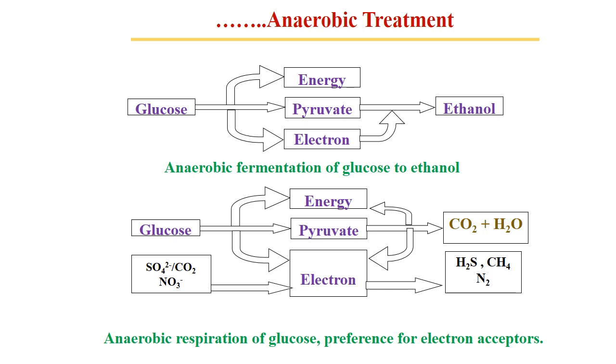Here is a little bit of chemistry in anaerobic treatment. There are two things I mentioned: anaerobic fermentation of glucose to ethanol. So glucose is utilized, broken down for energy, pyruvate and electrons, and finally we get ethanol in the case of anaerobic fermentation. In the case of anaerobic respiration of glucose, it produces energy, pyruvate and electrons, and finally it produces carbon dioxide, water, hydrogen sulfide, methane, nitrogen and all other components.